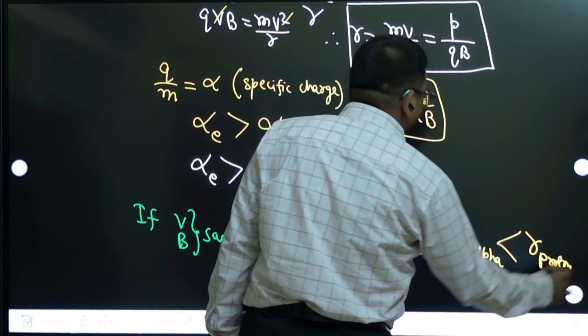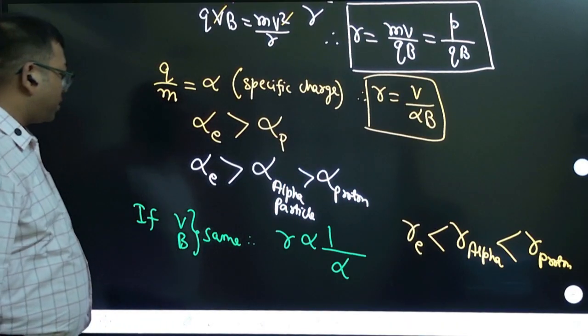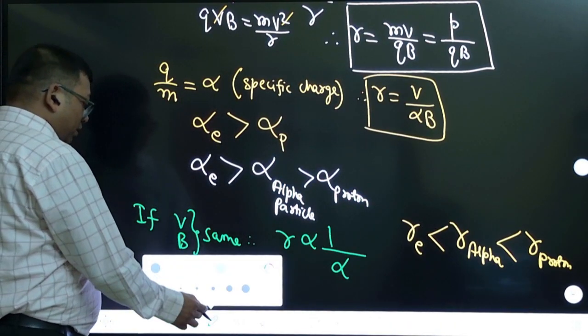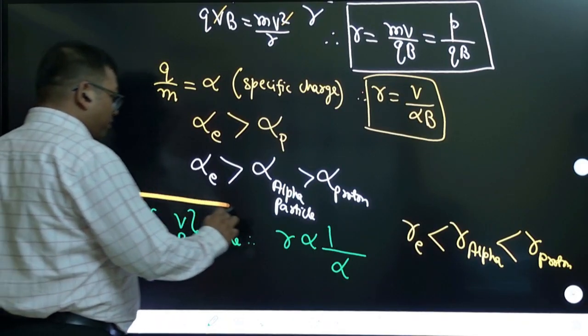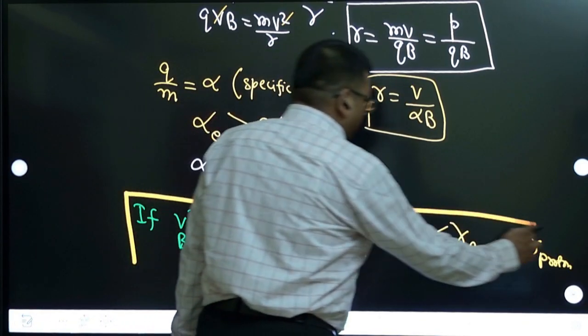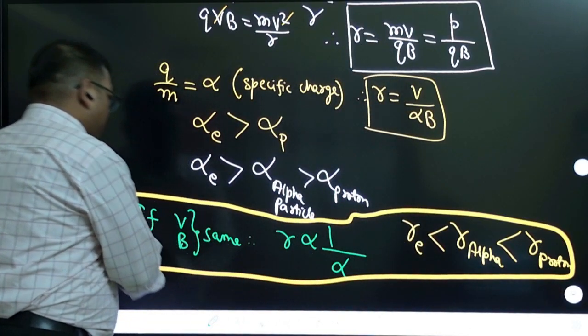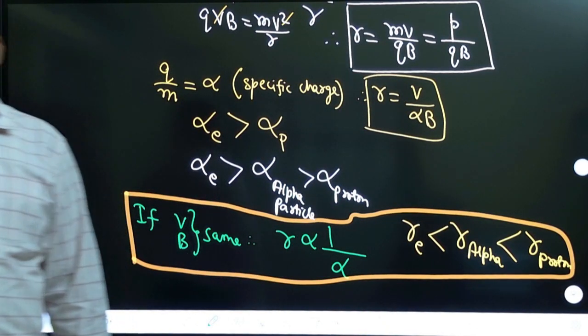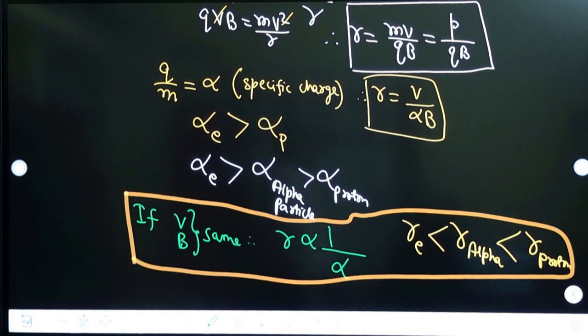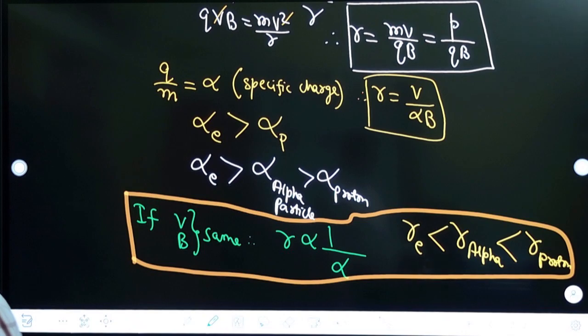So sometimes questions come based on this. Remember, the condition is important. The condition is that the speed and magnetic field are the same. Speed and magnetic fields are the same. Then we can apply this. Clear?